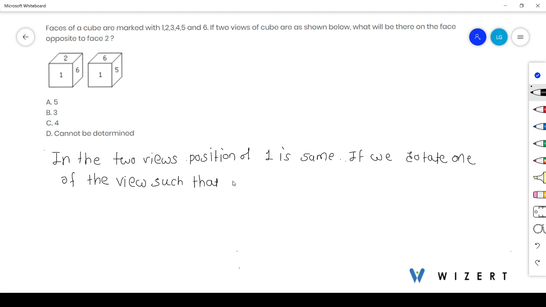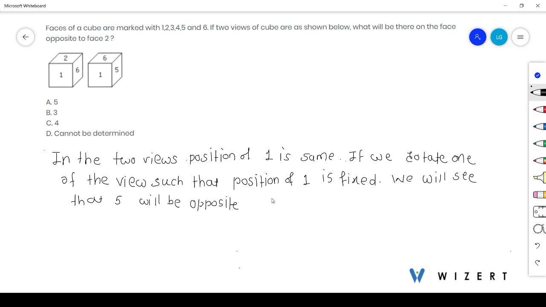One of the views is rotated such that the position of 1 is fixed. So, we will see that 5 will be opposite to 2. Hence, 5 will be on the face opposite to face 2.